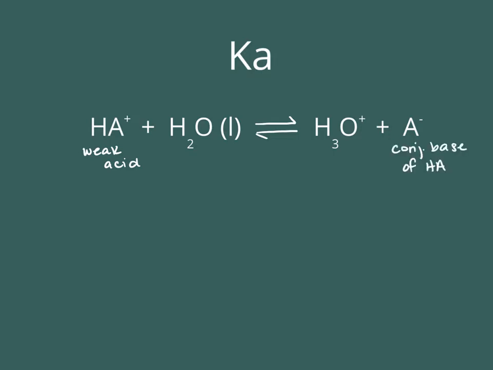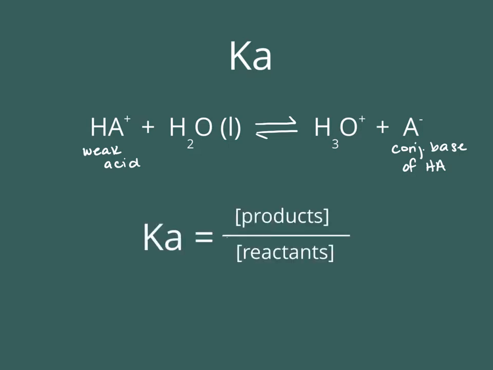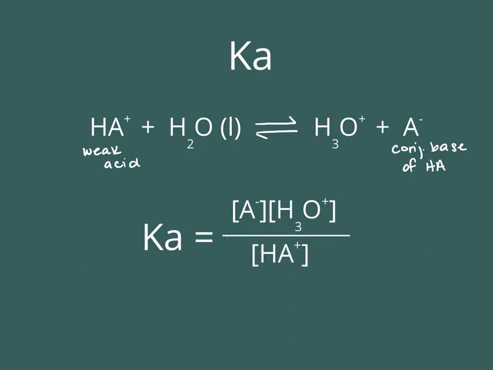So from this equation, we can derive our equilibrium expression as we've done with all of our previous equilibrium expressions. So our Ka is going to be equal to our products over our reactants. So in this case, it's going to be Ka equals the concentration of A minus times the concentration of hydronium over the concentration of HA. Notice we've left water out of the expression because it's a liquid.